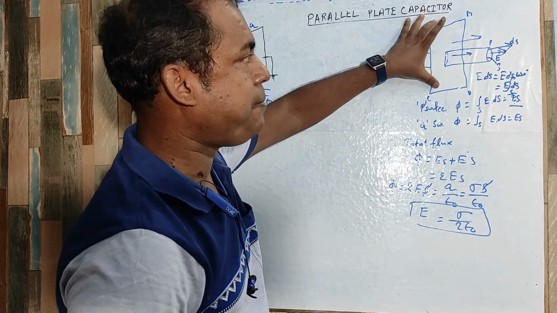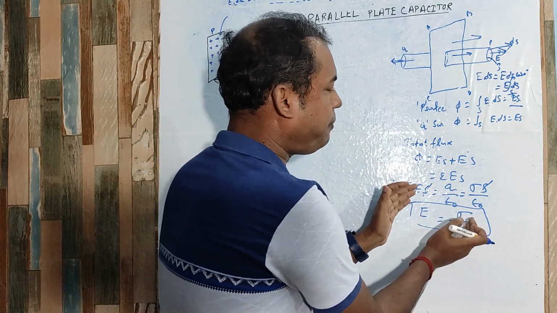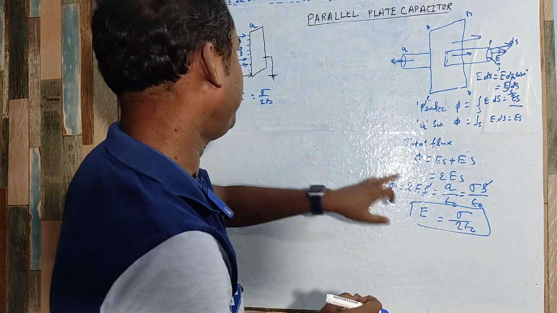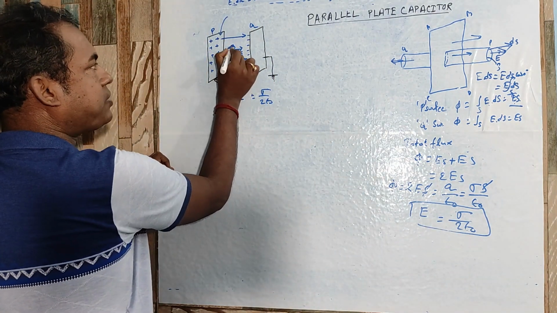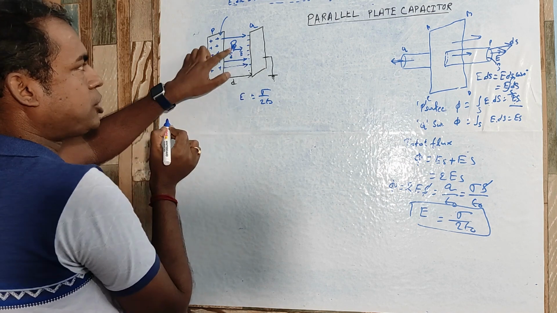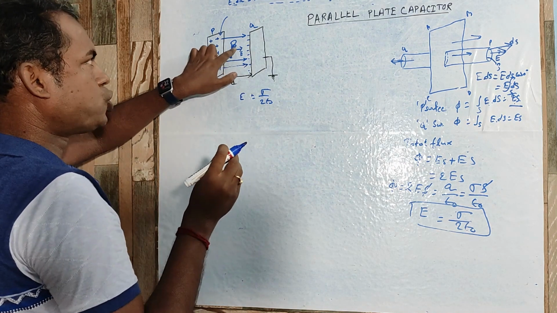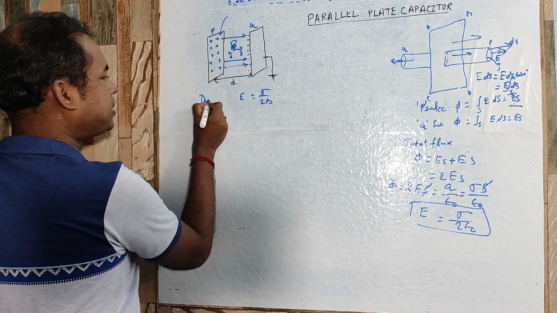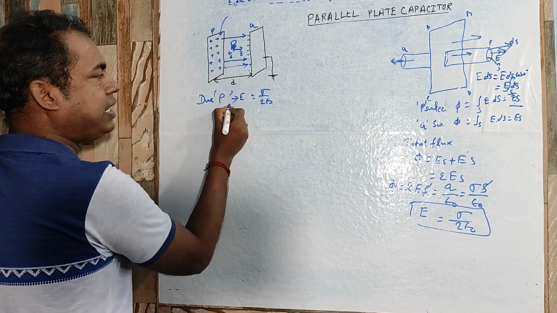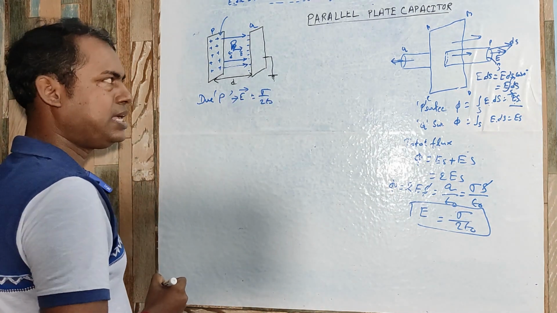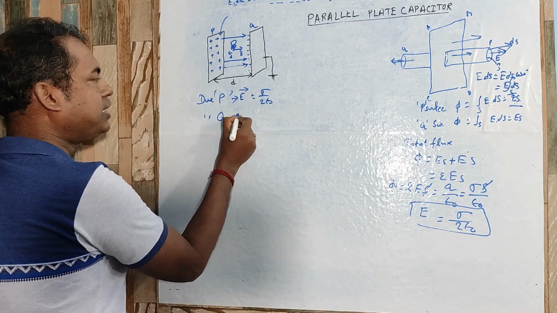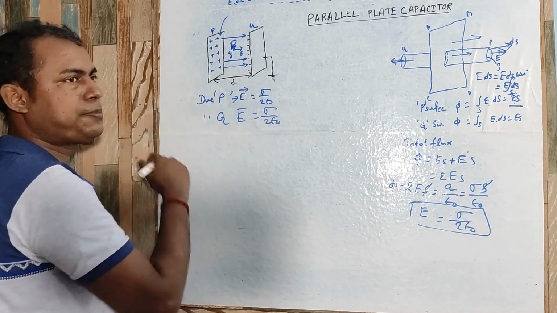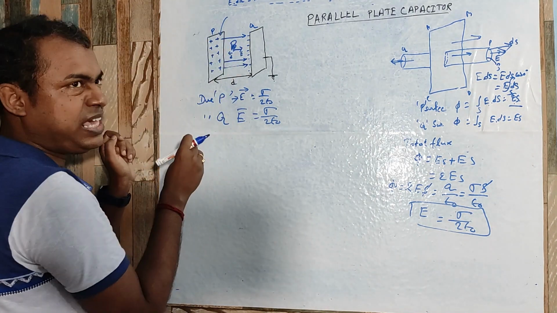If I consider ABCD as the infinite plane, in front of it the electric field equals sigma by 2 epsilon naught. So here we consider the point B, at any point. At this point, due to the plate P, the electric field equals sigma by 2 epsilon naught. Same thing due to plate Q, the electric field equals sigma by 2 epsilon naught.